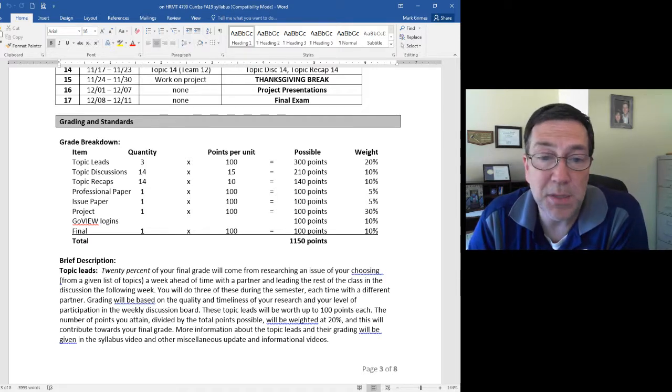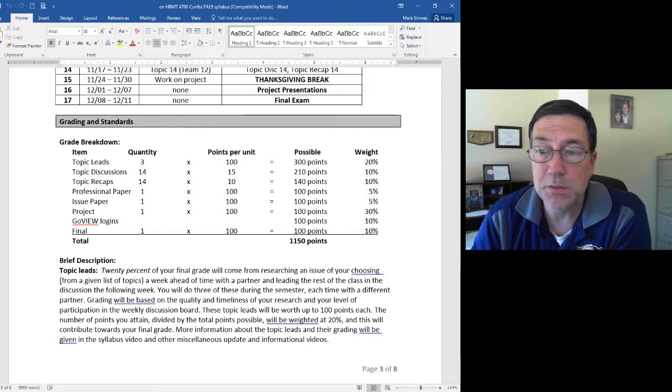Why do I suggest that? Because that means if you got a 13 out of 15, you've lost 2 points. If you look at it as an 87 out of 100, you've lost 13 points. There's a big difference between losing 2 points and losing 13 points.